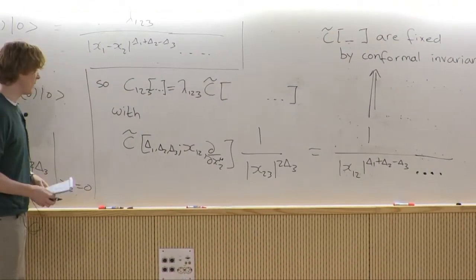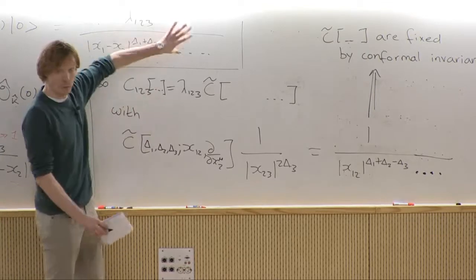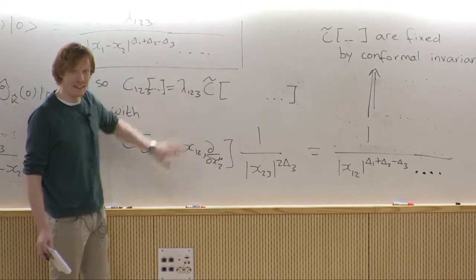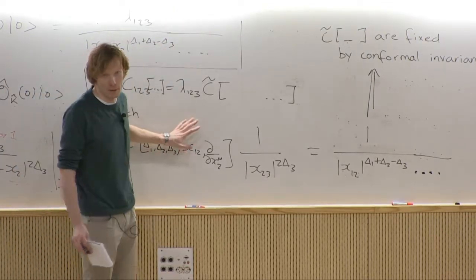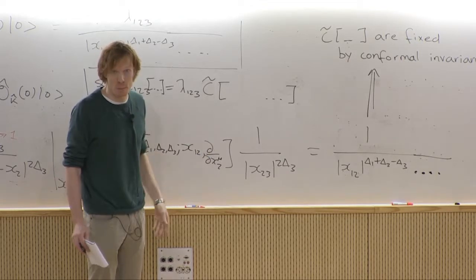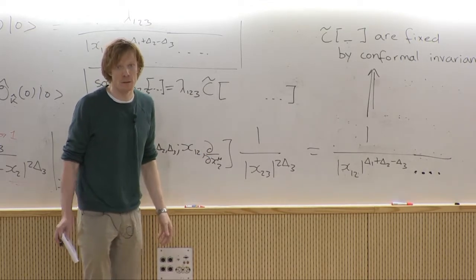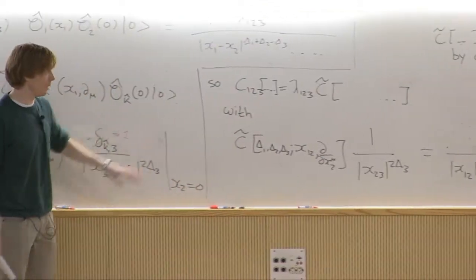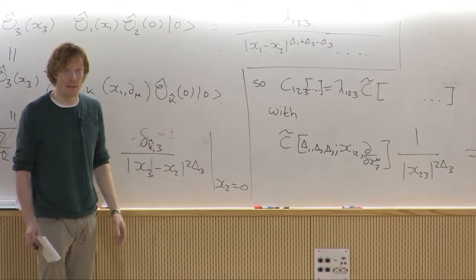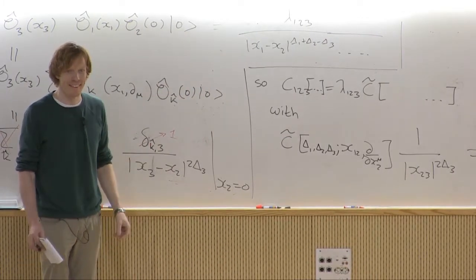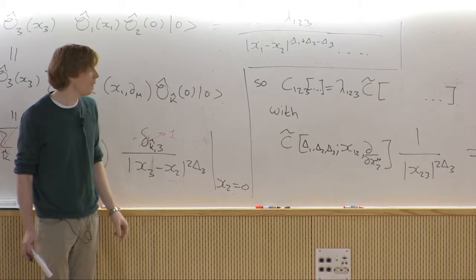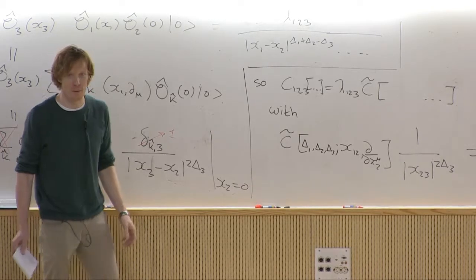Now, if these operators were tensors, there would be multiple 3-point functions. That just means there are just as many C tildes as there are 3-point function structures. But that just gives everything a bunch of extra indices. It's not particularly important for what I want to say.